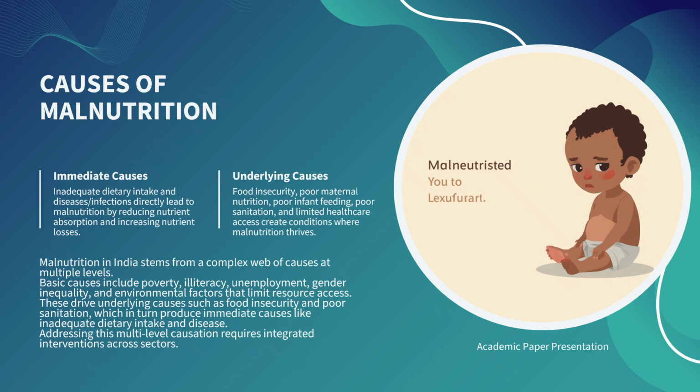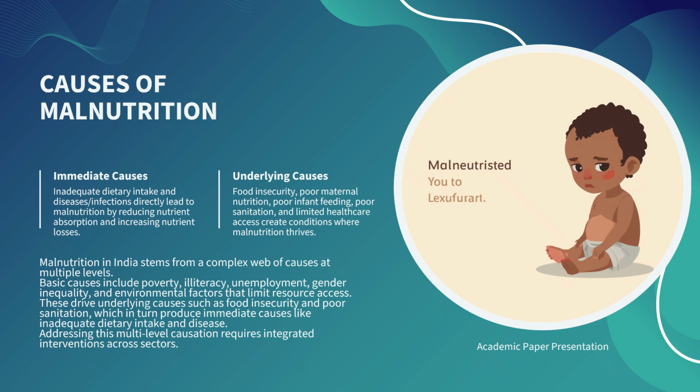We can see the causes of malnutrition. There are two types of causes. The first one is immediate cause. The second one is underlying cause. Immediate causes arise due to the present condition. For example, inadequate dietary intake, or diseases or infections that lead to malnutrition, like diarrhea, chronic diarrhea, or communicable diseases, TB like that. These all reduce nutrient absorption and increase nutrient losses. These are the immediate causes of malnutrition.